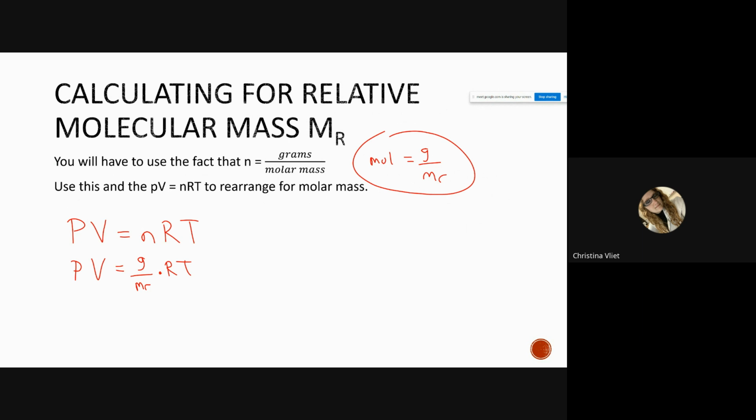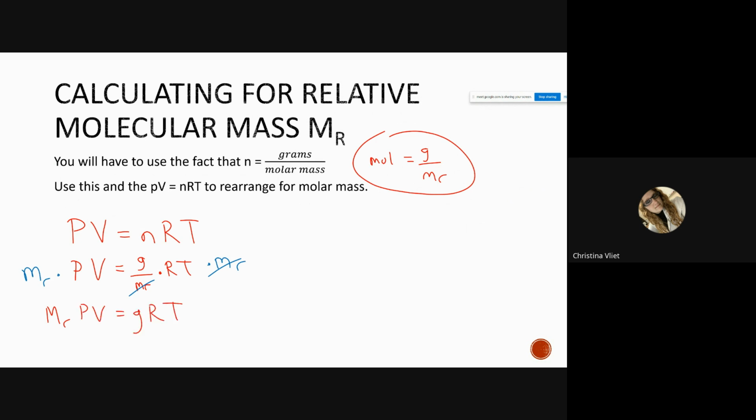You can rearrange this to solve for molar mass. How would we do that? If I want to solve for MR, multiply by MR on both sides and then divide. So let's do that. Multiply by MR, because we got to get it out of the denominator to solve for it. It's a multiplication, so divide. So we would now have MR PV equals GRT.